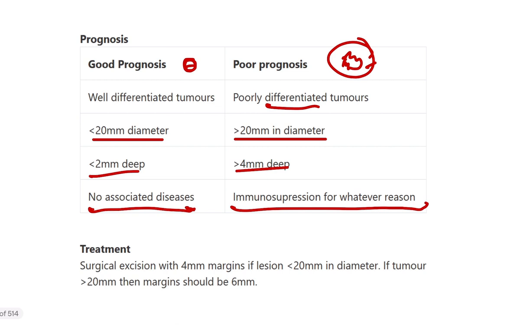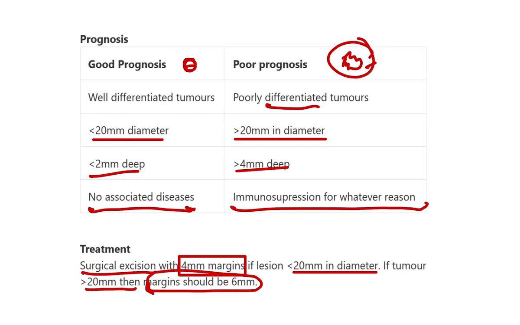And what is the treatment? The treatment is usually surgical excision with a 4 millimeter margin for a lesion which is less than 20 millimeters in diameter, and if the tumor is more than 20 millimeters, then the margin should be 6 millimeters. So it is very, very important. When it is less than 20 millimeters, we should keep a margin of 4 millimeters, but when it is more than 20, then the margin should be 6 millimeters.